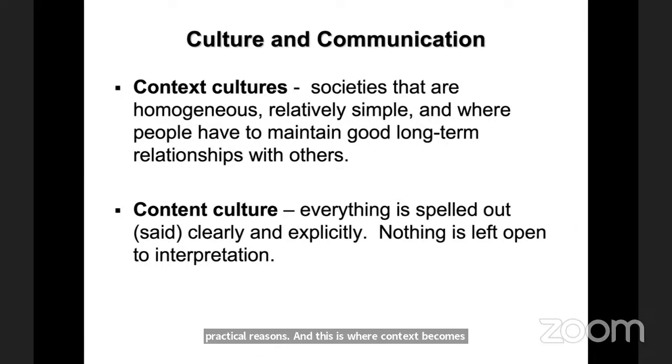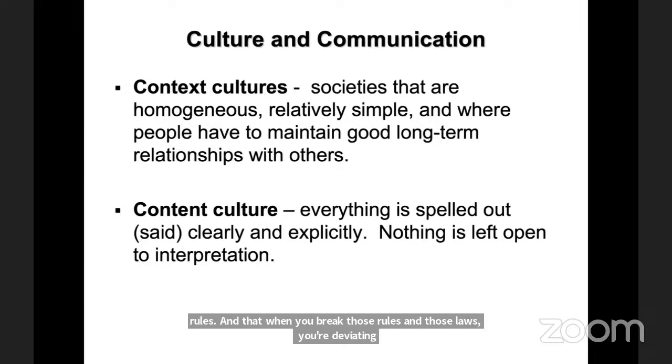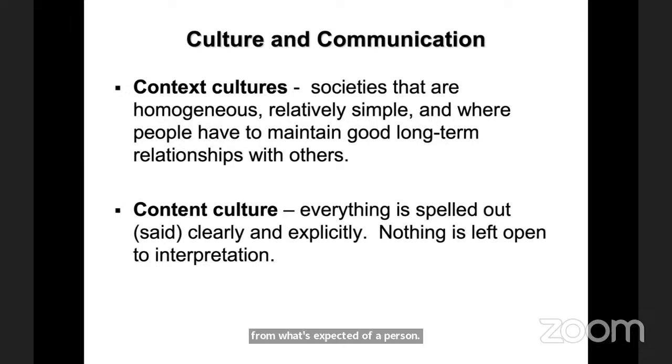Okay. Content is where everything is spelled out and said clearly and explicitly, and nothing is left open to interpretation. Okay. So content cultures are those that are very rule-based. You've probably heard, if we look here at the United States, the people who are crossing the border, the biggest argument against them is that we're a country of law and rules, and that when you break those rules and those laws, you're deviating from what's expected of a person.